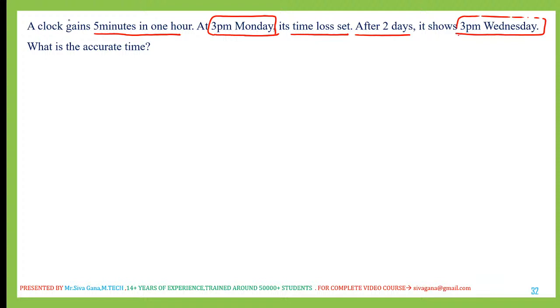Since it is gaining, it shows more time. It shows 3 p.m. Wednesday, so definitely our answer is less than 3 p.m. Wednesday, because the watch is running faster. The true time is less than what it shows. After 2 days, the duration is 48 hours. Now, actual and shows.